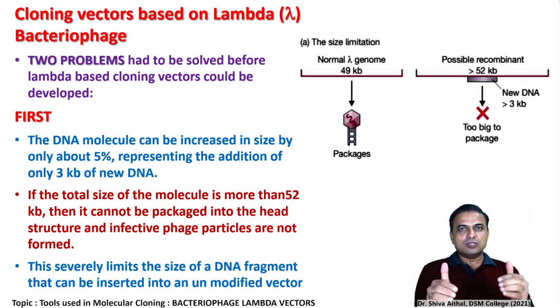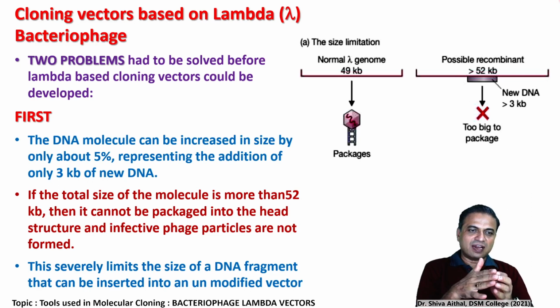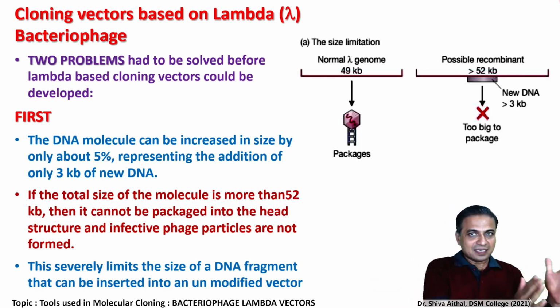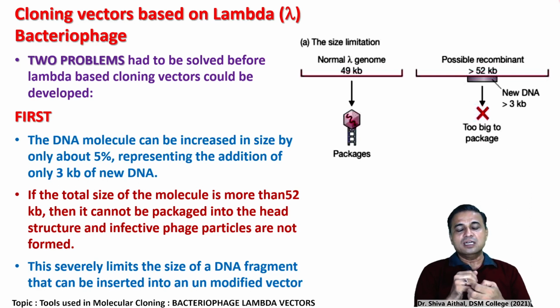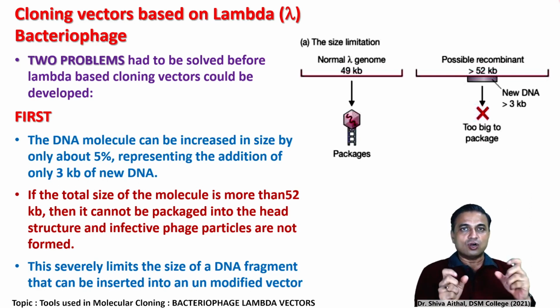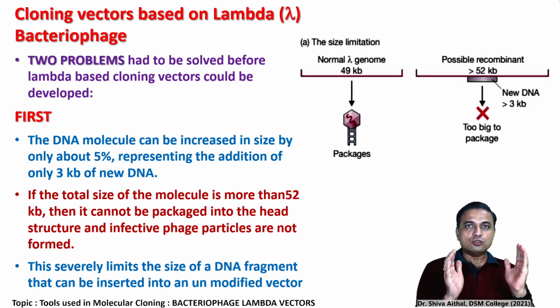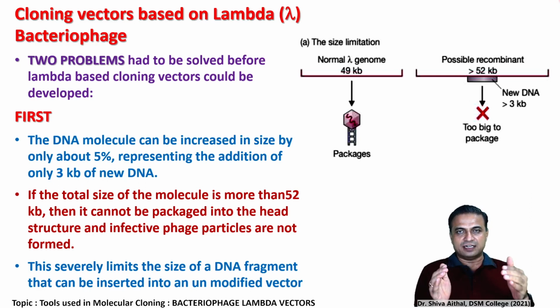So this first point severely limits the size of the DNA fragment which can be inserted into an unmodified vector, or a non-modified vector. What is that modification? As I told you earlier, you have to remove certain regions in the middle, which is called the stuffer region, which I will discuss in the coming slides. So basically, when you start to use a lambda phage as a vector, you encounter two problems. This is the first problem, that is the size limitation.